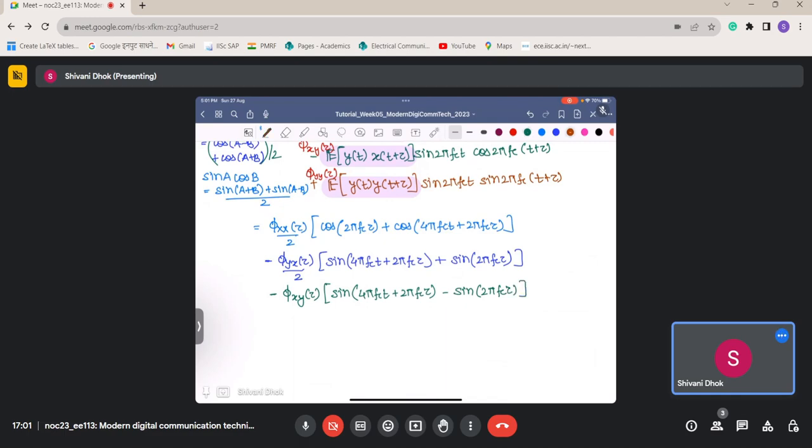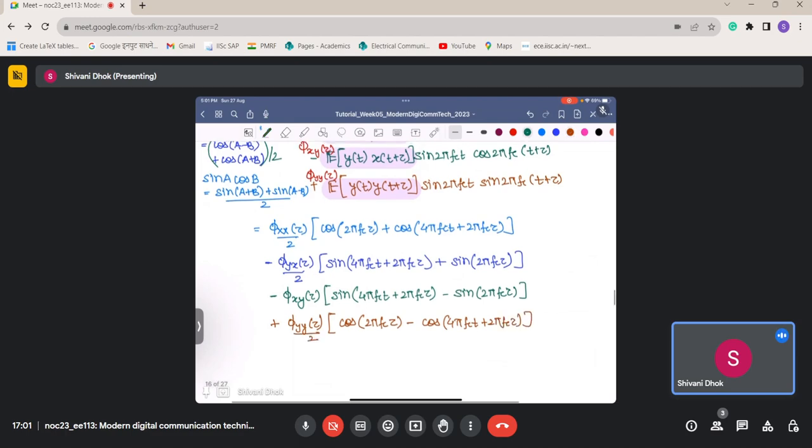The fourth term that we have here is phi yy of tau, and this gets multiplied by sin A sin B, and we have seen previously that this is cos A minus B minus cos A plus B, by 2. So this will be cos of 2 pi fc tau minus cos of 4 pi fct plus 2 pi fc tau, divided by 2. This is also divided by 2.